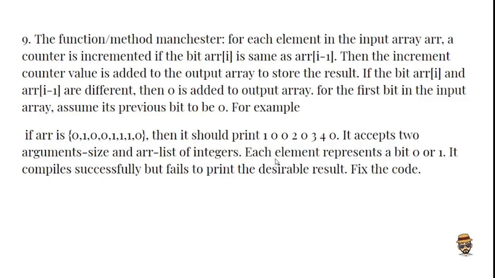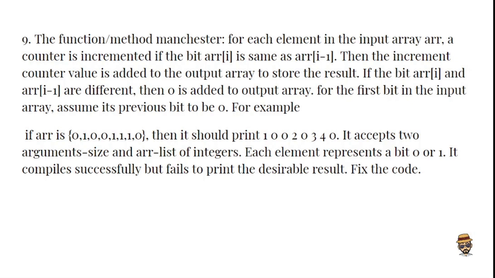So now let's look at the next question, which says the function method Manchester: for each element in the input array, a counter is incremented if the bit array of I is the same as array of I minus 1, and the incremented counter value is added to the output array to store the result. If the bit array I and I minus 1 are different, then 0 is added to the output array. Alright, so if the array index I and I minus 1 are the same, then we have to increment the counter, otherwise we have to output the 0 in the output array.